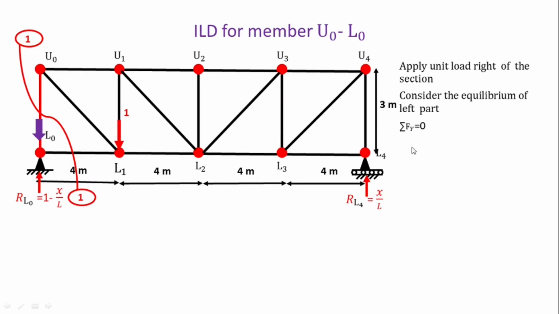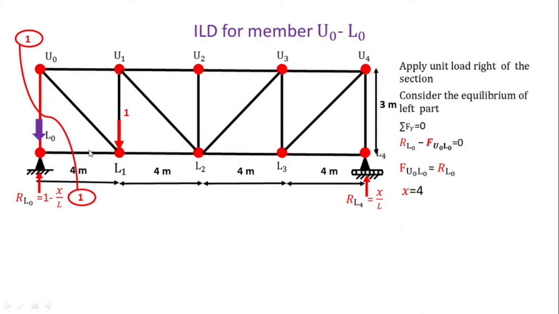So now apply the sigma FY condition. Why? Because this member force is vertical. That is why we have to apply the sigma FY condition. Only the two forces RL0 and FU0L0 act here. Again, upward positive, downward negative. So RL0 minus FU0L0 equal to 0. So FU0L0 is equal to RL0.